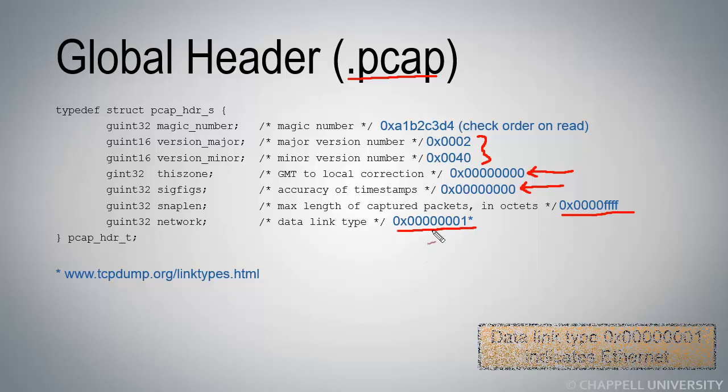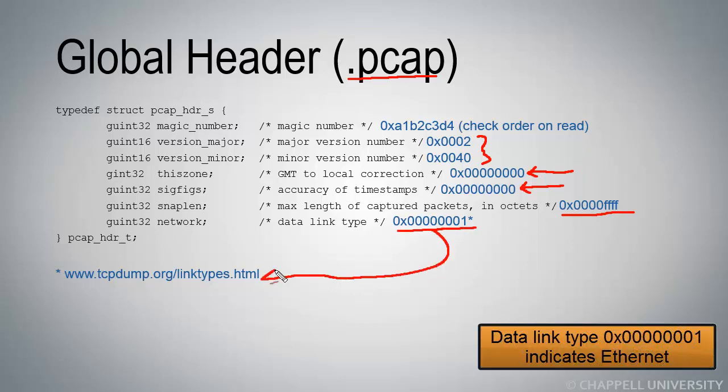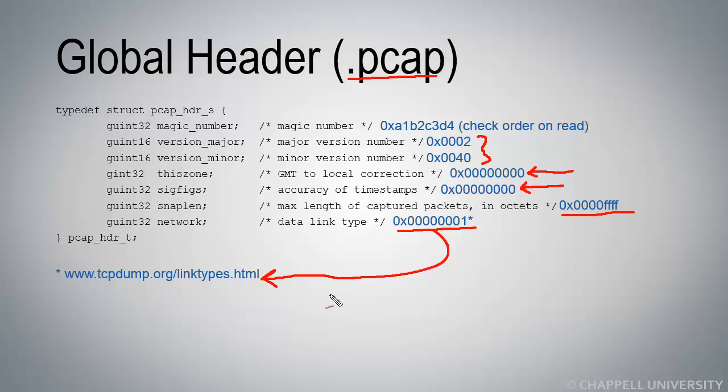This value can be found in a table at www.tcpdump.org/linktypes.html. Let's look inside the pcap packet header now.